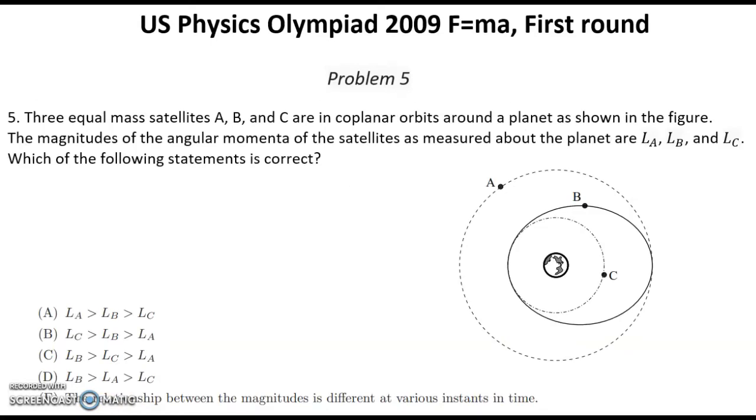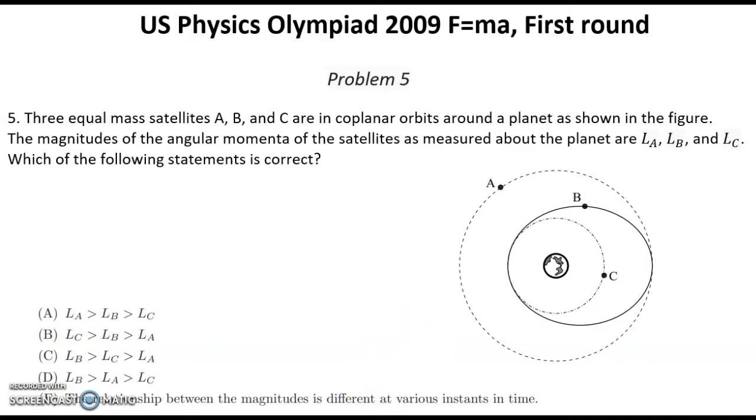Problem number 5. 3 equal mass satellites A, B, and C are in coplanar orbits around the planet as shown in the figure. The magnitudes of the angular momenta of the satellites as measured about the planet are LA, LB, and LC. Which of the following statements is correct? We have to choose one of 5 of these statements. Solution. Let's check this picture.